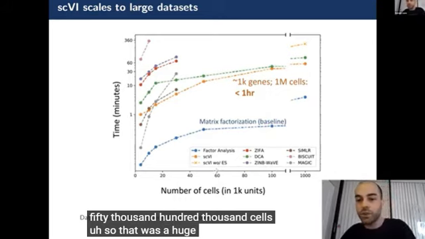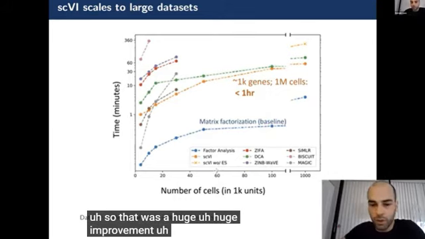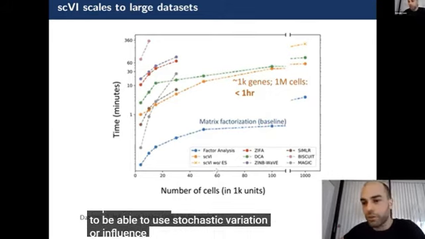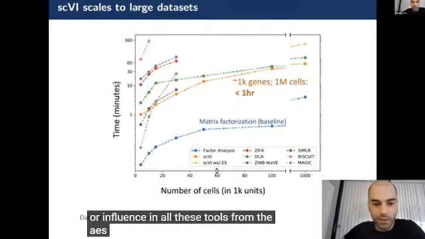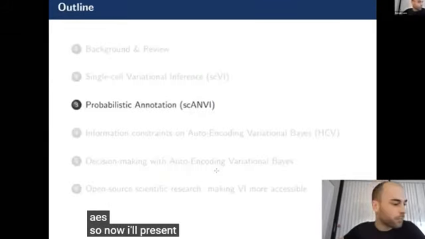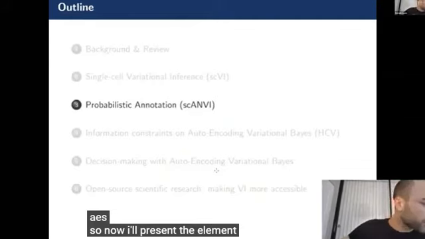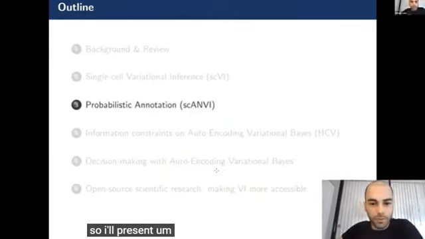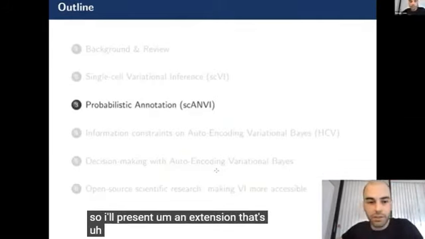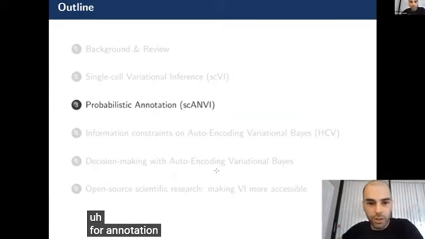So that was a huge improvement, to be able to use stochastic variational inference and all these tools from VAEs. So now I'll present... let me see how much time do I have. Okay. So I'll present an extension that's for annotation.